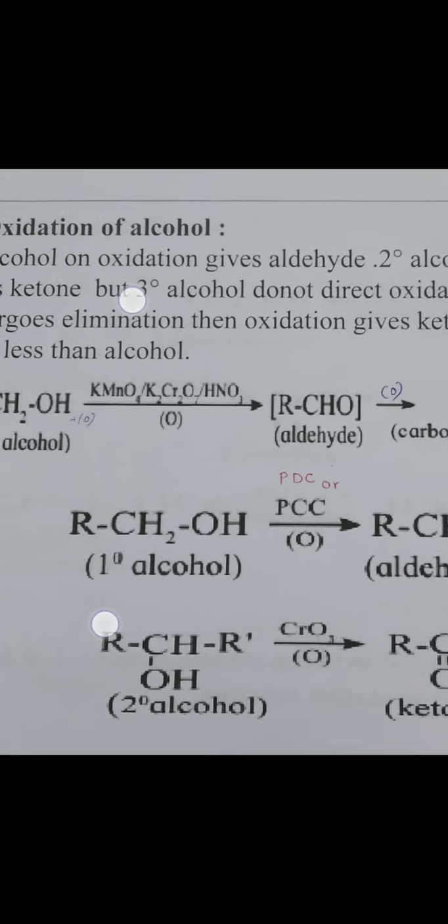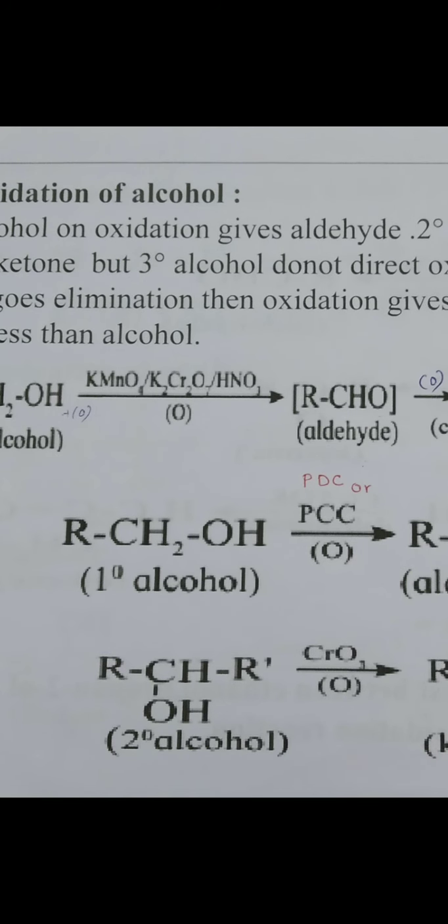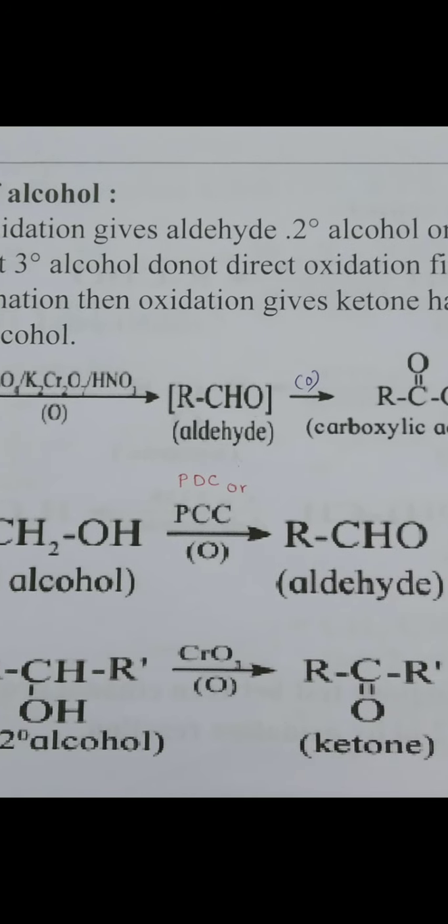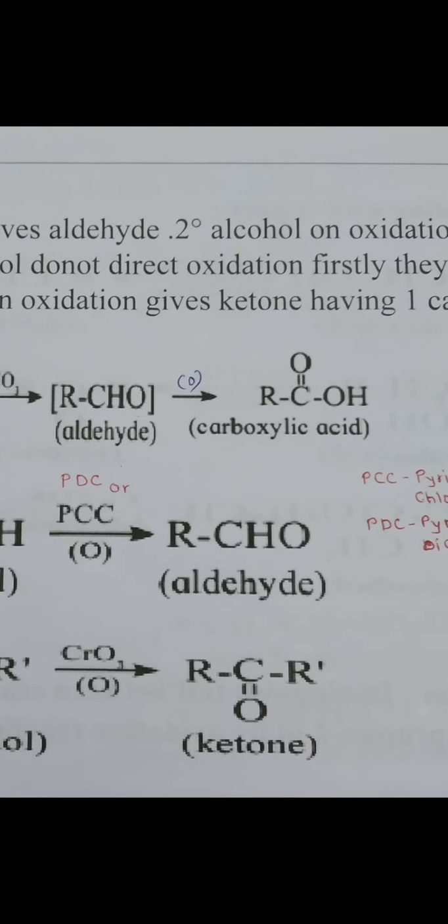Oxidation in the presence of acidified KMnO4 or acidified K2Cr2O7 gives RCHO, that is the aldehyde, which on further oxidation with the same reagent gives RCOOH, that is the carboxylic acid.